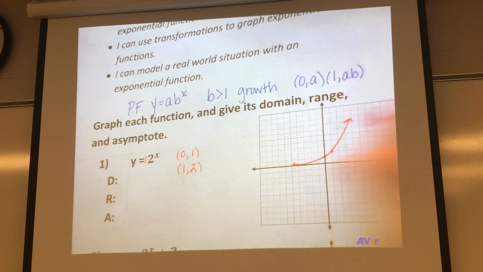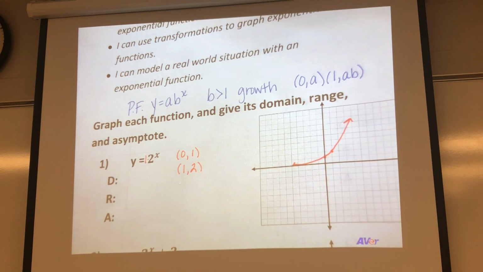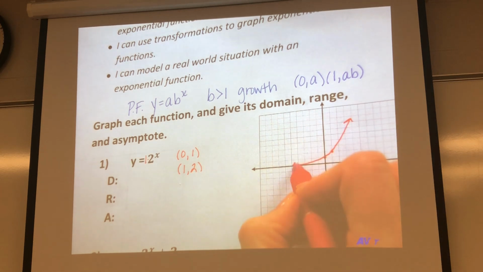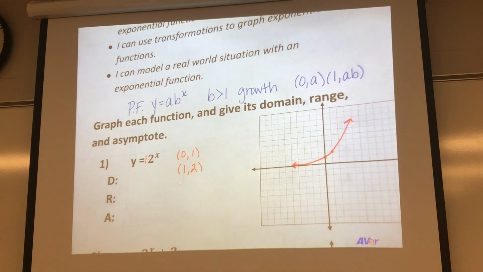This one's growth, so it's growing from left to right. Now, as you draw the curve, do not let it cross the x-axis, because there is an asymptote there, which means that your graph can get really, really close to it, but it can never touch it. So as it gets lower and lower, we keep getting closer, but it's never going to cross over it, never going to touch it.